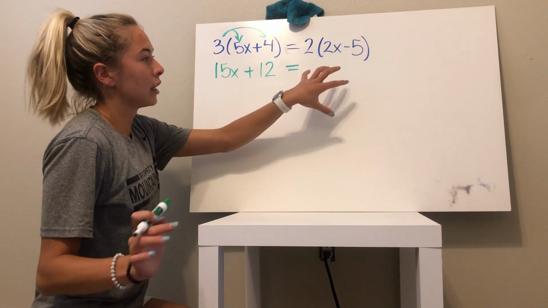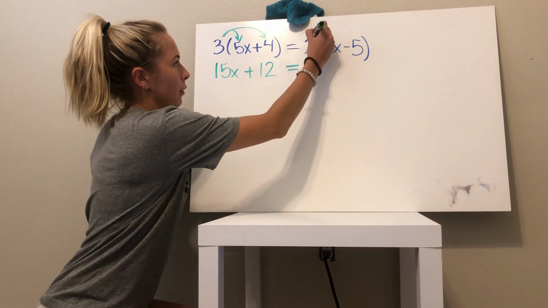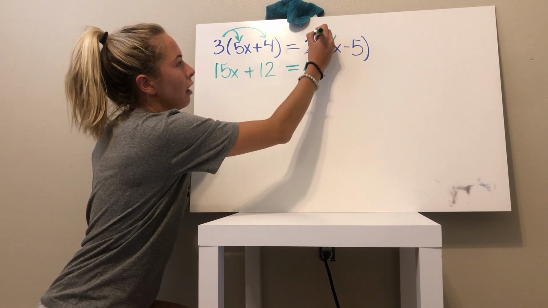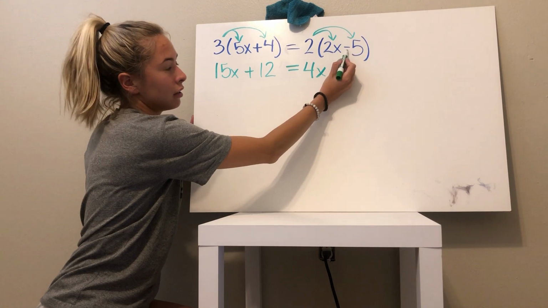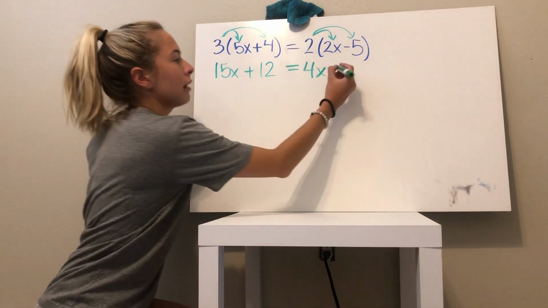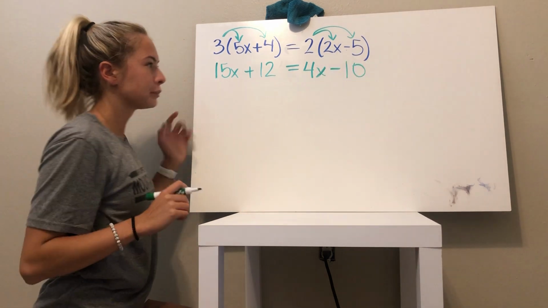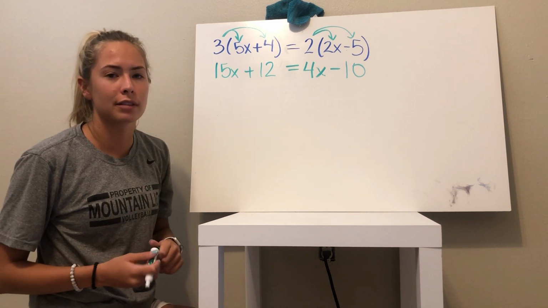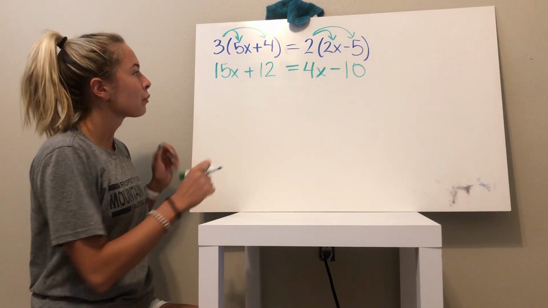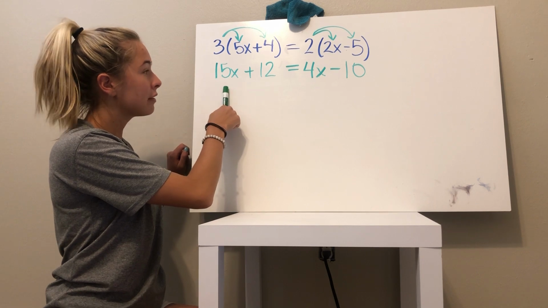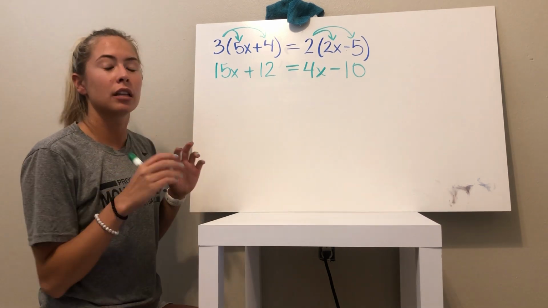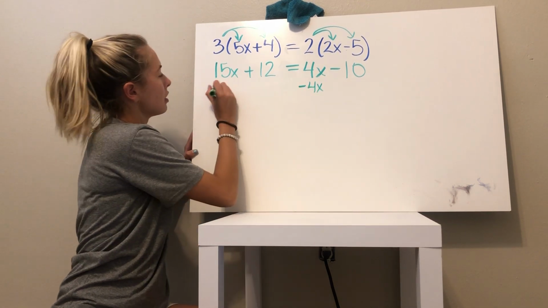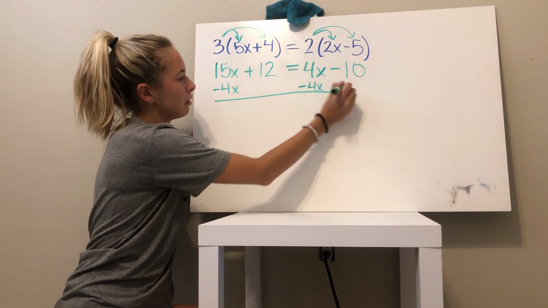This stays, and now we're going to look at the right side alone. So we have 2 times 2x, which gives us 4x, and then we have 2 times a negative 5, keeping in mind that negative, which gives us minus 10. And look, we are already at an equation that you guys have done before. So it's pretty simple from here. You can either subtract 15x or subtract 4x to get the variable terms on the same side. I'm going to go ahead and subtract 4x from both sides.